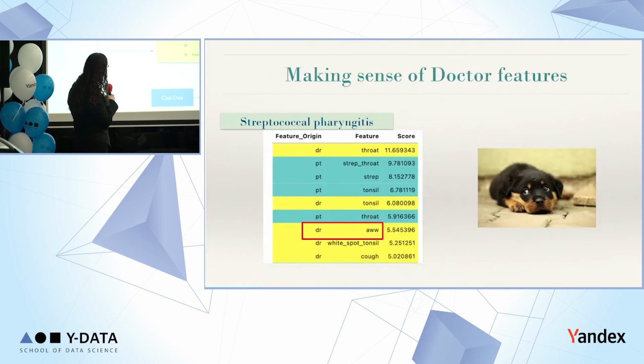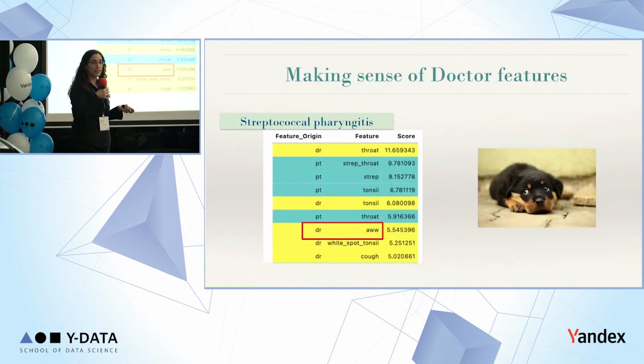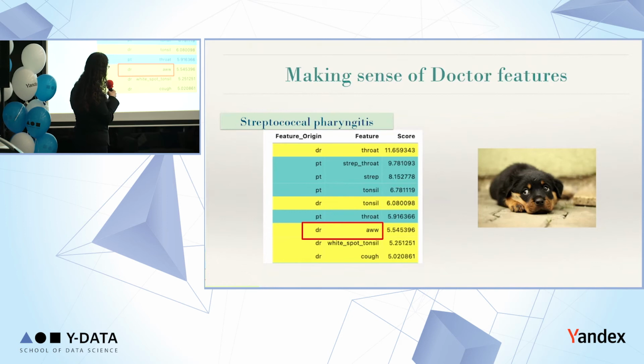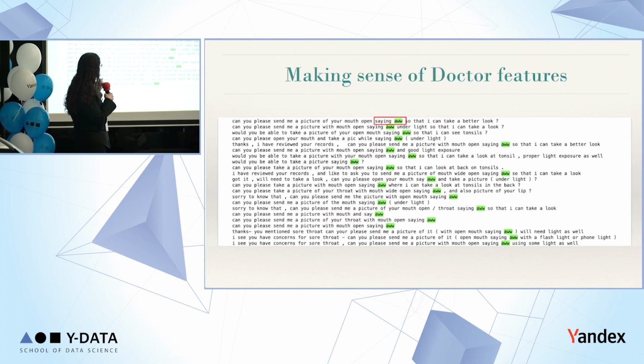However, not all features were clear. When we looked at strep, we actually saw really good features with a weird one in the middle, which seemed really weird. So we built a mechanism for extracting back the questions based on the features. When we ran it, we actually found that this is a request for sending a picture. So pretty awesome.